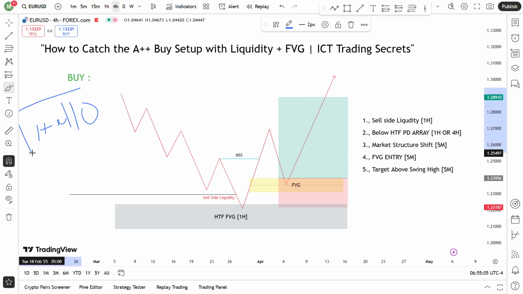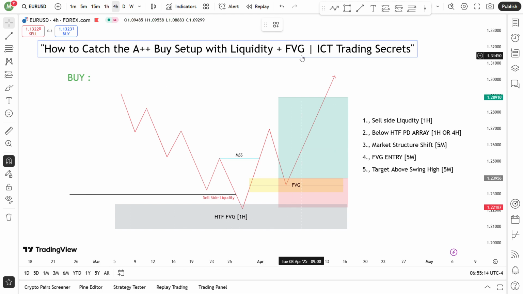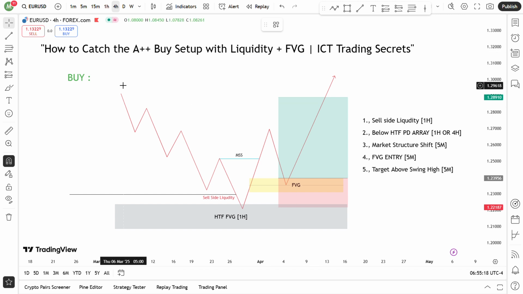Traders, in this video we are going to see how to catch this A++ setup using liquidity plus fair value gap and ICT trading secret, which means I use this entry model for taking a buy trade. I personally use this model. It is one of the basic models. It is one of the setups I have mostly used for taking buy trades. If you need this model, you can combine it with your entry model.